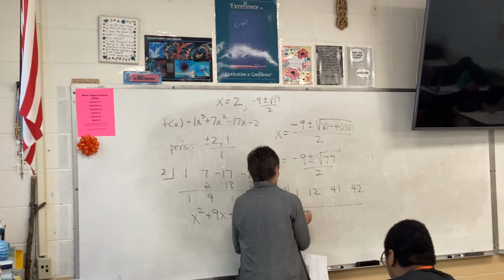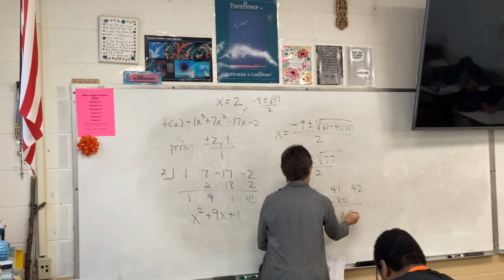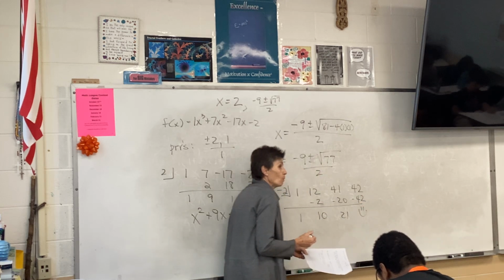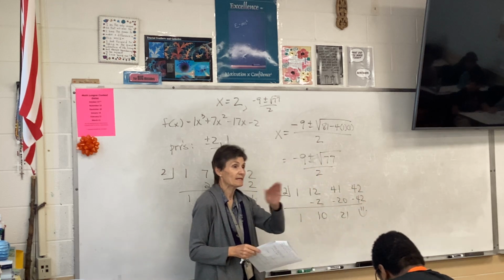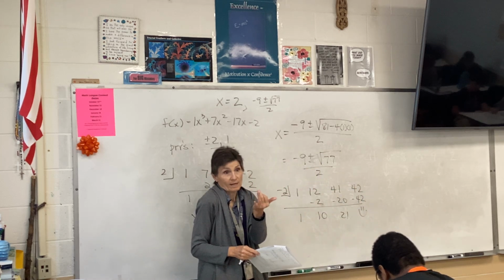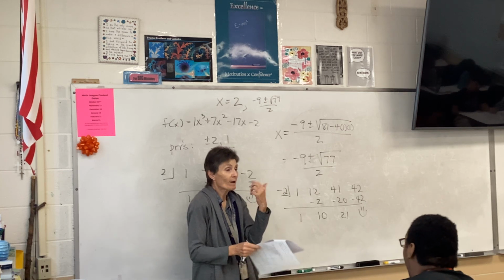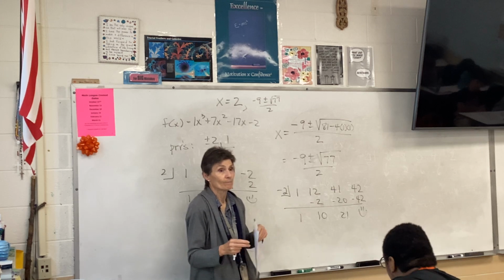Number 10. So here we go. Negative 2, 10, negative 20, 21. All right. Now we knew we were going to get 0. We didn't have to guess this number. They told us that was going to work. How do I find the other factors? That is what I still need to do.